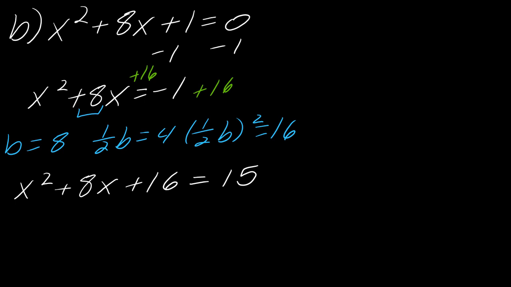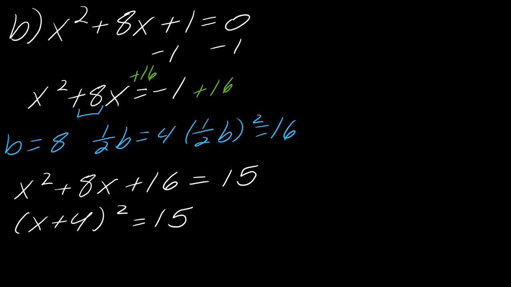Okay, now from here I'm going to go ahead and factor this. So this will factor as (x + 4)² = 15. Now remember, if you aren't sure what number should go here, you can always just refer to half of b, and that's the number that's going to drop in here.